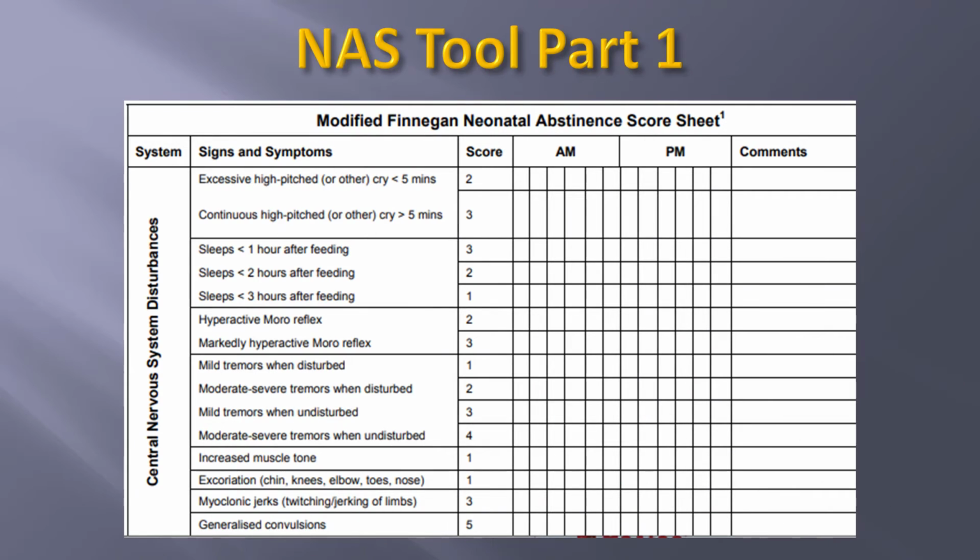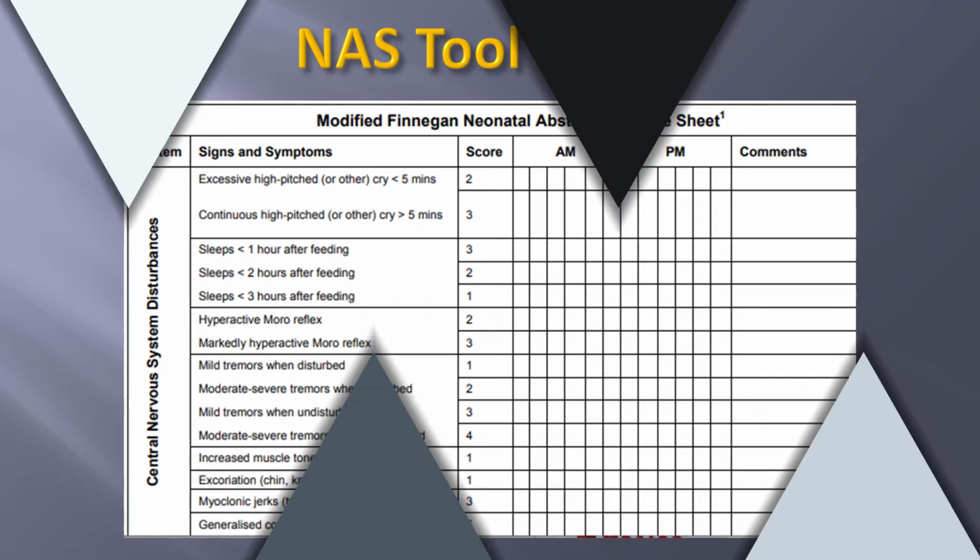So part 1 of the tool is central nervous system disturbances. This talks about the baby's crying, sleep habits, their Moro reflex, which is like the newborn startle, tremors, all the way up to convulsions. And depending on the degree of severity, the baby's going to get a higher score versus a lower score if they have milder symptoms.